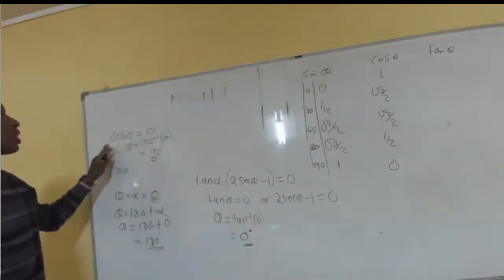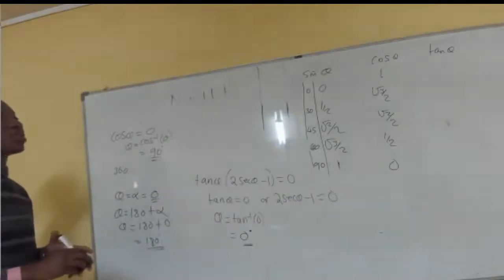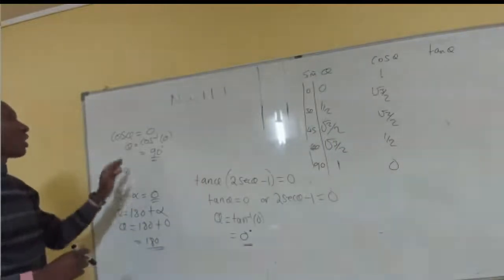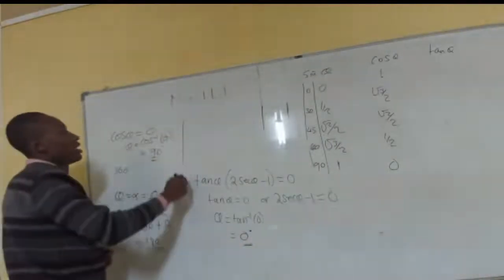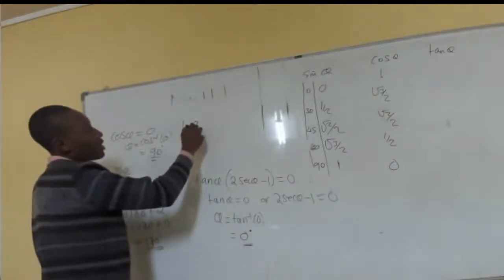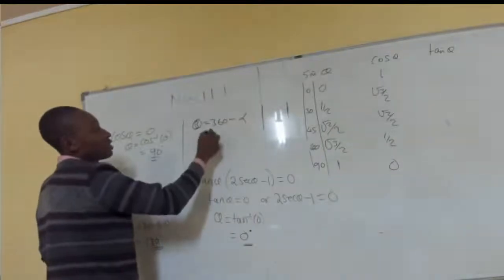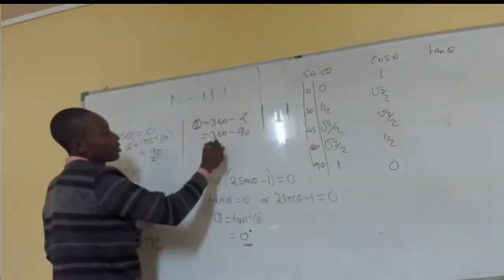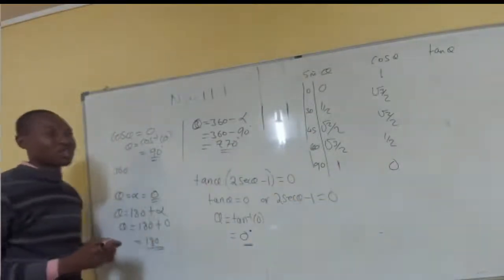Now in which quadrant is cos positive? It's positive in the first quadrant and it's also positive in the fourth quadrant. So in the first quadrant, we know that theta is equal to alpha, so we have 90 degrees there. Then in the fourth quadrant, theta is equal to 360 minus alpha. This is why you have 360 minus 90 degrees, so the other one was actually 270 degrees. So this is where the 270 was coming from.